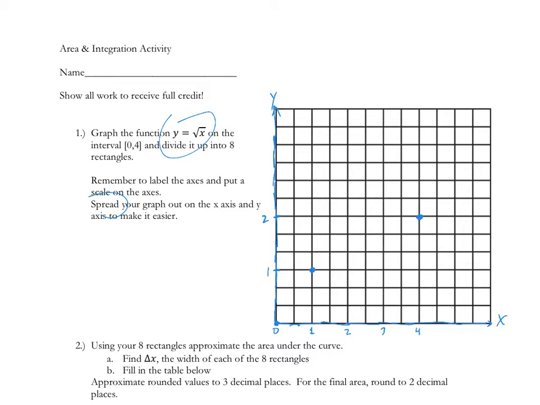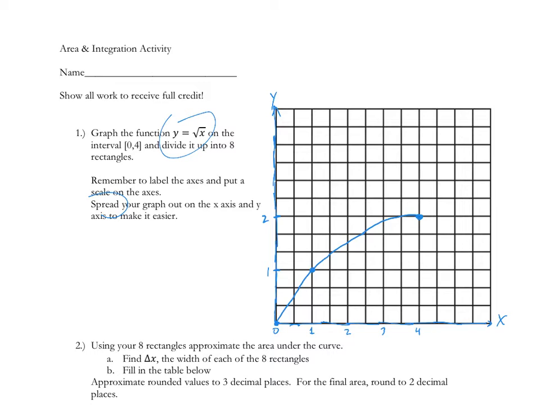Okay? And so there is, I don't like that line. Here is my curve. I don't like that one either. Let me try this one more time. Here is my curve. Y equals the square root of x over the interval from 0 to 4.